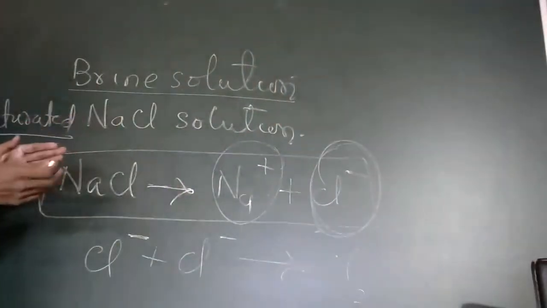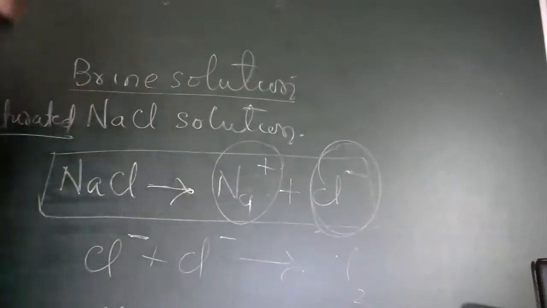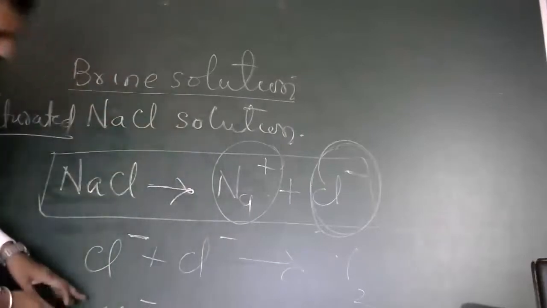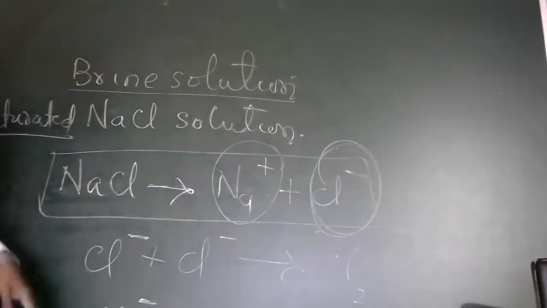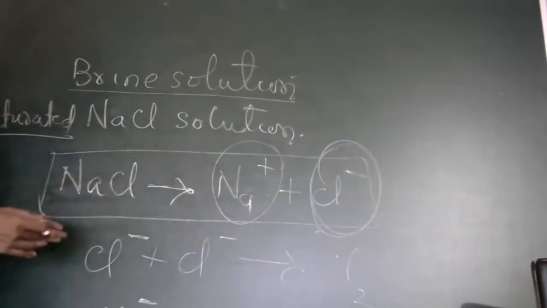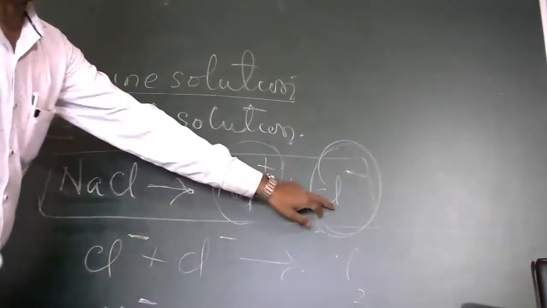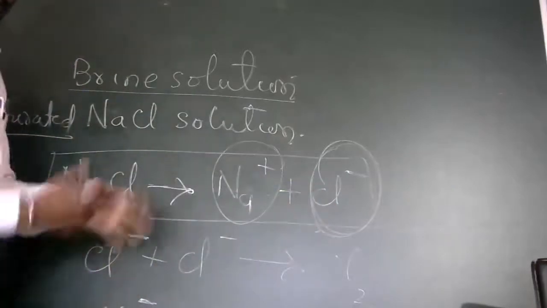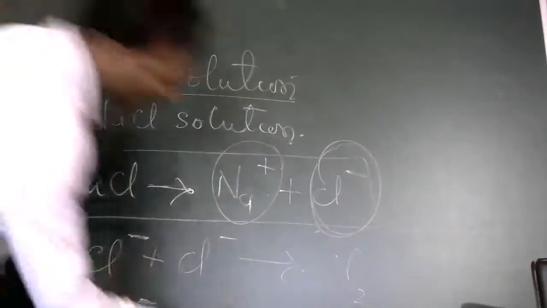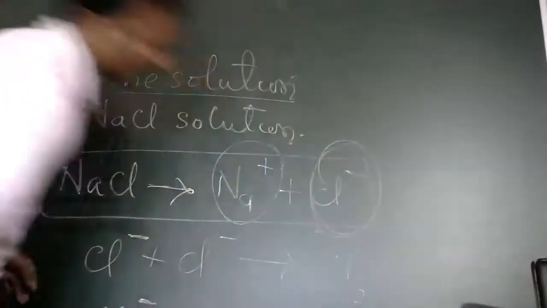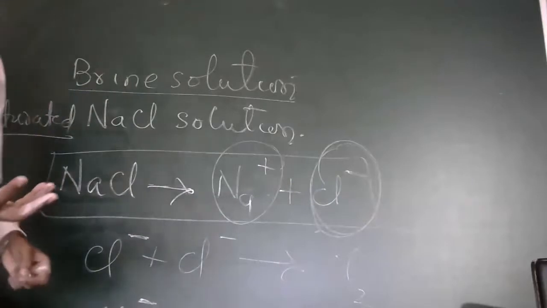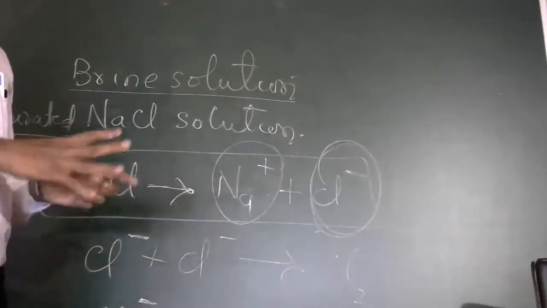How does it happen? This Cl- gets an electron. Where does it get the electron? During electrolysis, when it is decomposed, it becomes an ion. This ion will take up an electron and become Cl2. Chlorine will bond with another chlorine atom to form a chlorine molecule.